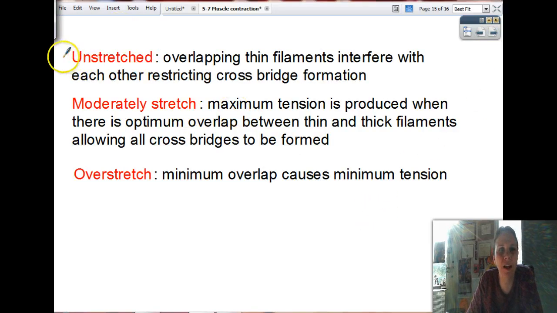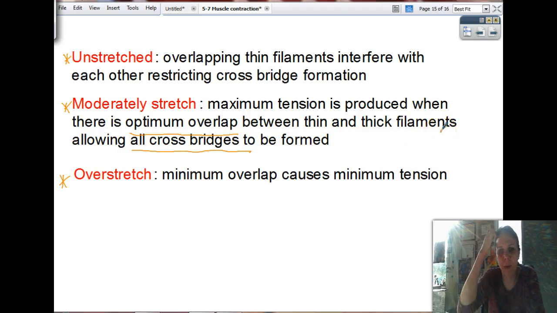So in an unstretched muscle, the overlapping thin filaments will interfere with each other, causing problems with the cross bridge formation. If I overstretch my muscles, there's hardly any overlap, and so there's nothing for the myosin to grab onto. But if I moderately stretch my muscles, that will provide maximum tension, because there's an optimum overlap between the thin and thick filaments, allowing all cross bridges to be formed.